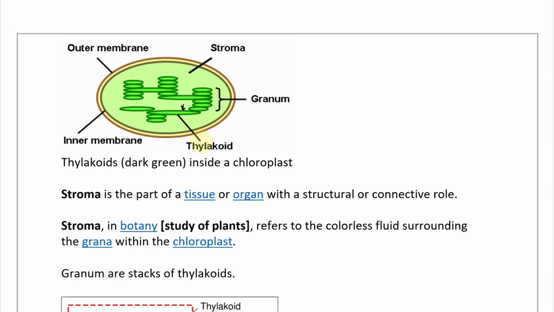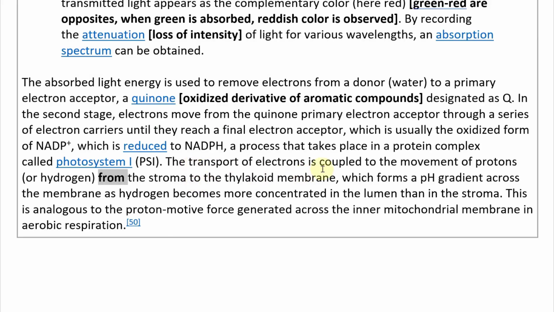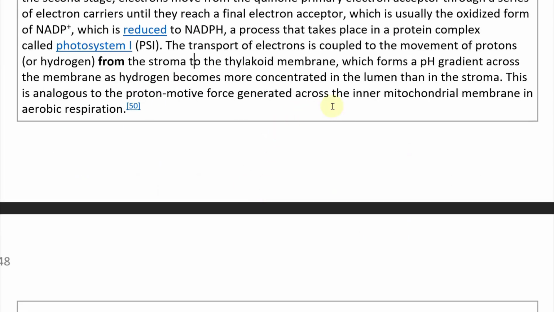What this will create is a gradient where the protons are more condensed in the lumen area, inside and in the membrane, than outside. So then there's going to be a force that wants to push outwards. Let's look at that again. The transport of electrons is coupled to the movement of protons or hydrogen from the stroma to the thylakoid membrane, which forms a pH gradient across the membrane as hydrogen becomes more concentrated in the lumen than the stroma. Lumen is the inside of the thylakoid, or any vessel. This is analogous to the proton-motive force generated across the inner mitochondrial membrane in aerobic respiration.